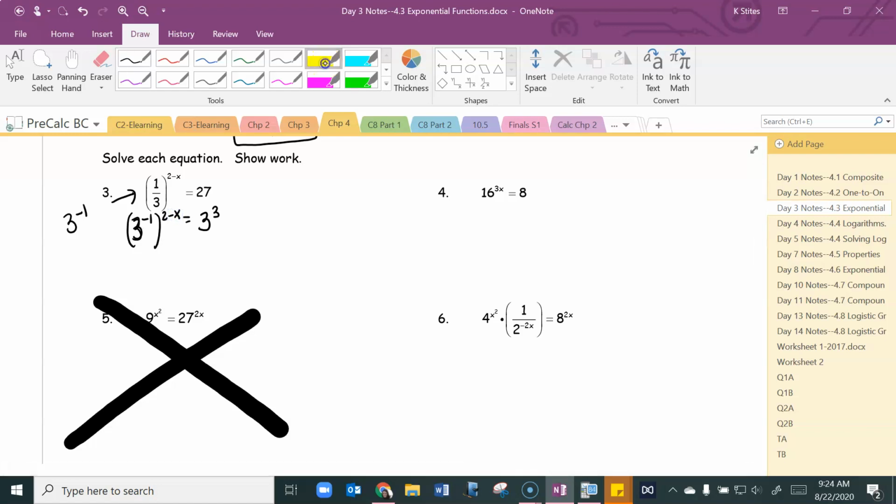And now you have the same base on both sides. 3 to some power equals 3 to some power. So what you can really just do is set your exponents equal to each other. And this negative 1 here is going to distribute to these guys. So that's a negative 2 plus x equals 3. And your x is just a 5.